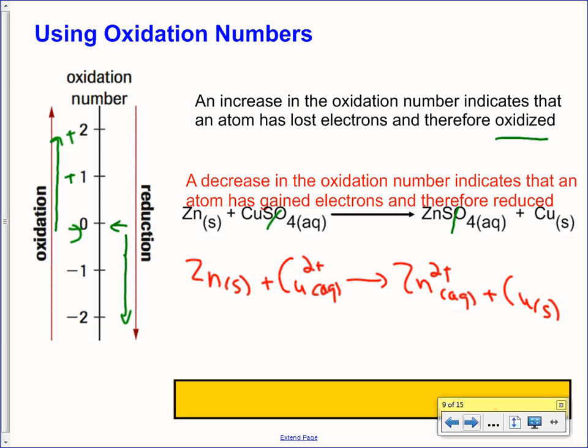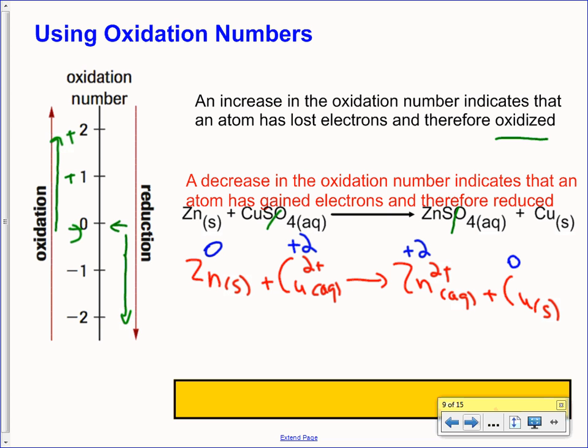So if we go through the steps of assigning oxidation numbers for each of our elements, in this case we have elemental zinc. Anything that is an element automatically gets an oxidation number of 0. We have copper 2+ ions. Anything that is an ion gets an oxidation number the same as its ionic charge. So in this case, copper will have an oxidation number of +2. Zinc has a charge of +2 as an ion, so it will get an oxidation number of +2. And we have solid copper or elemental copper, which has a neutral charge on it.